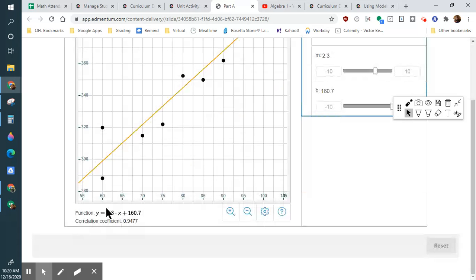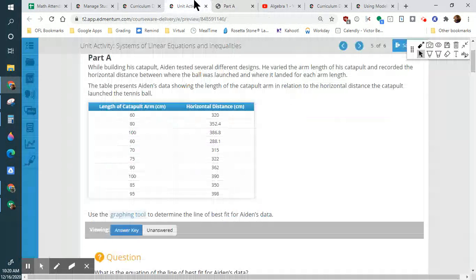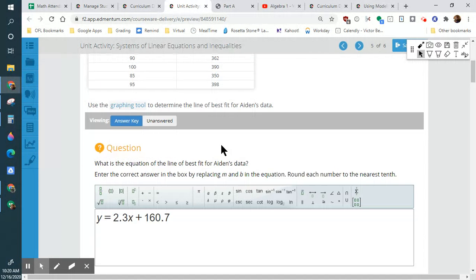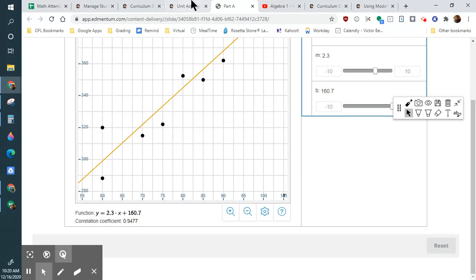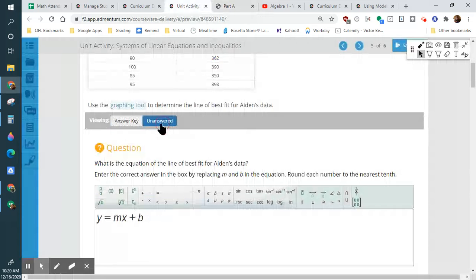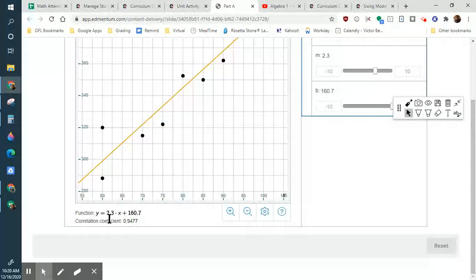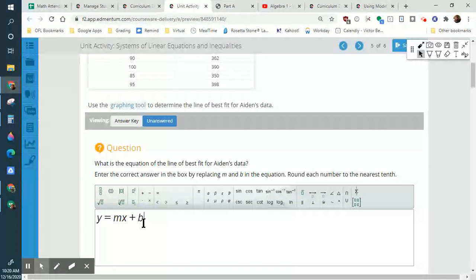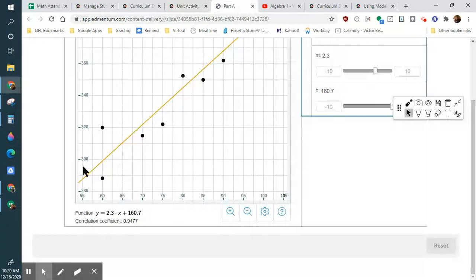It spits out the information right here. So here's our function. I have it answered, but you guys can get it. All we have to do is just plug this in. Normally it would look like this. What's our m? Our m is our slope, our rate of change, and that's going to be right here, this 2.3. And our b is our intercept. That's where it's going to touch the axis.